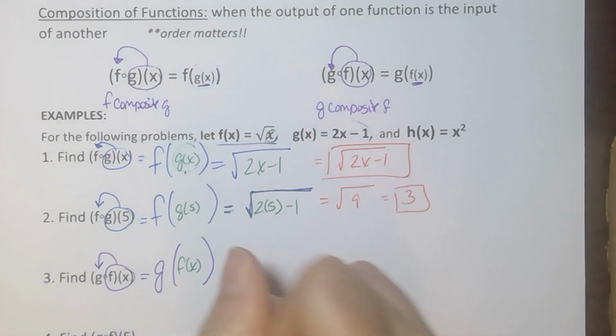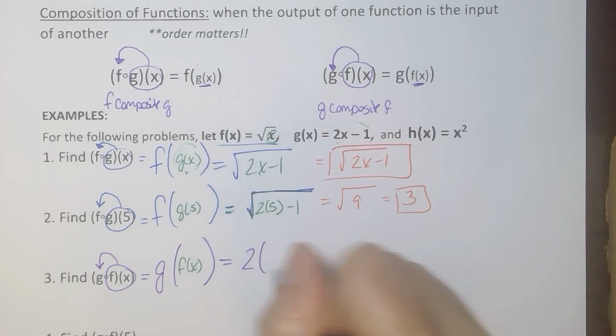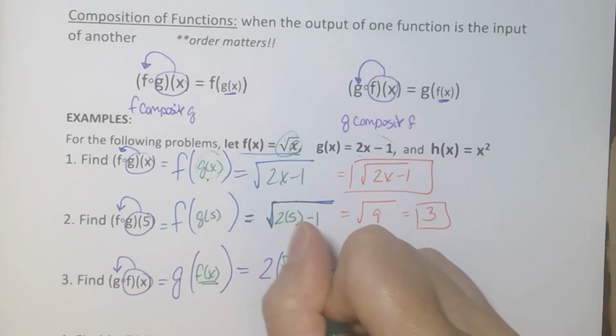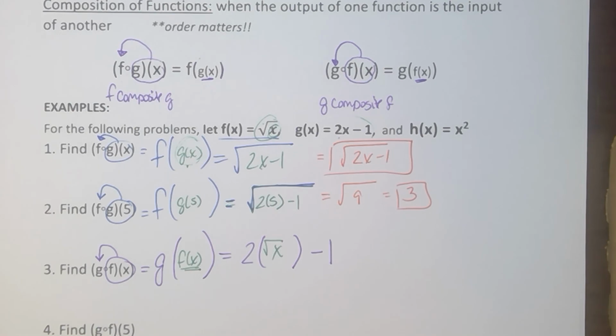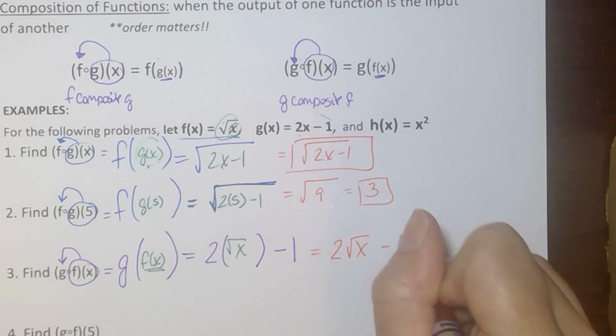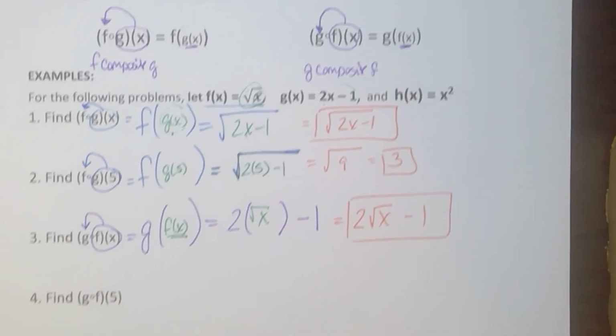So function g is what I'm starting with, 2x minus 1. So 2x minus 1, and instead of that x, I'm using that function. Square root x is my f function. So can I simplify anything? Well, no, I can drop the parentheses, but I can't simplify 2 square root x minus 1.